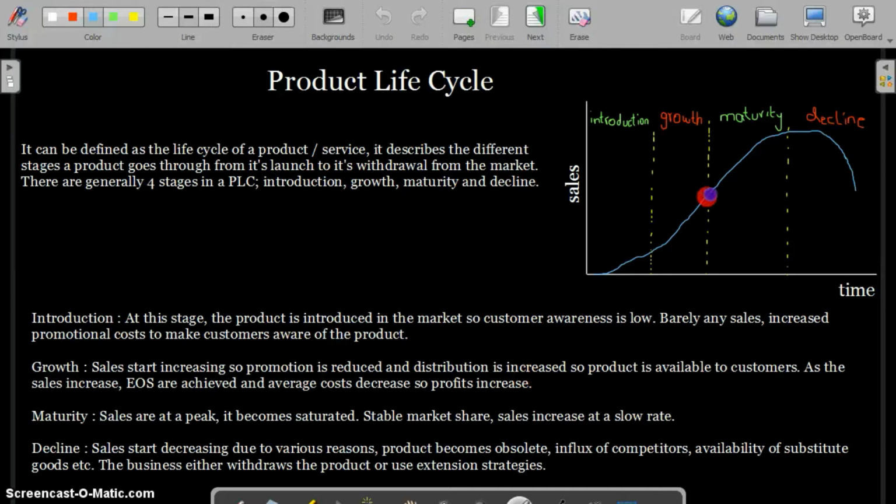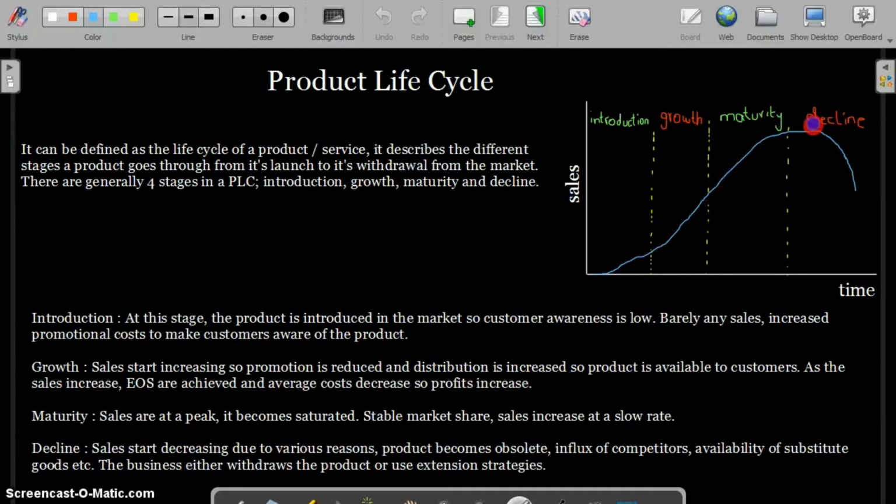The next stage is the maturity stage, where the sales are at an all-time high and slowly start to decrease. Sales are at a peak, the market becomes saturated, there's a stable market share, and sales increase but at a slow rate, not as much as in the growth stage. You can calculate the rate with the gradient of this graph. As you can see, this is a much steeper line as compared to this.